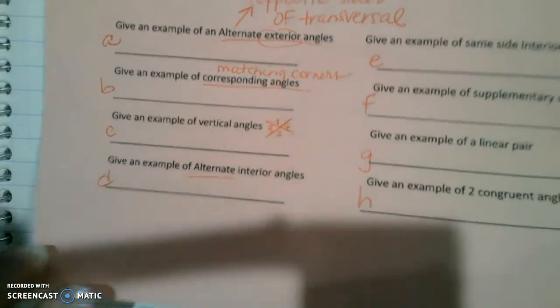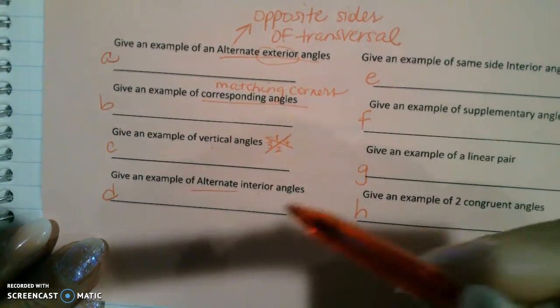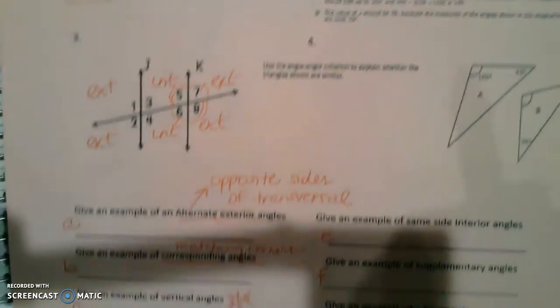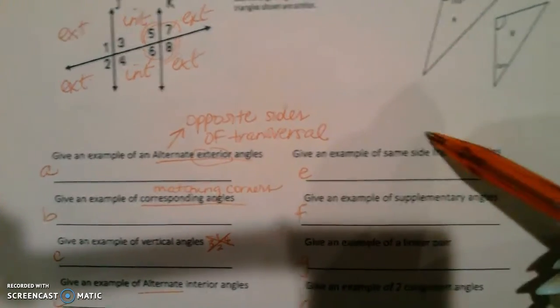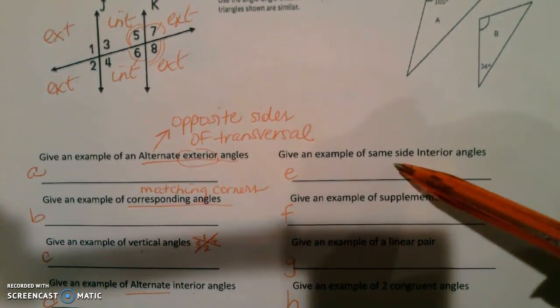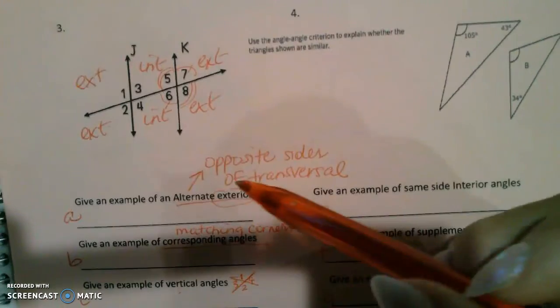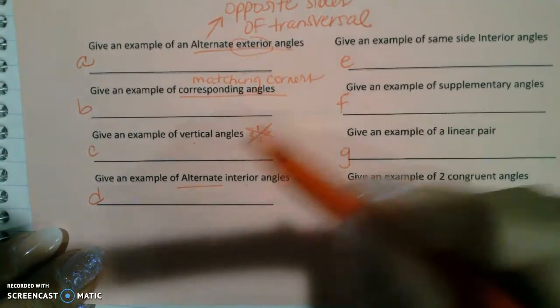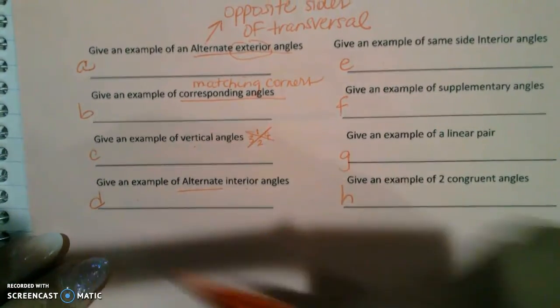All right, give an example of alternate interior angles. Remember, alternate means opposite sides of the transversal. Interior is just on the inside. Now we want the opposite of that. We want same side interior angles again. So they're on the interior and they're on the same side of the transversal. This answer will not look like this answer, okay?